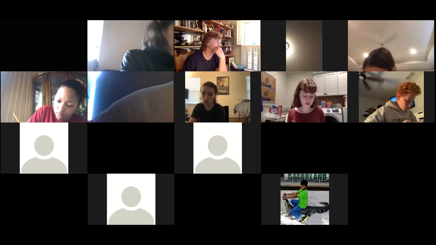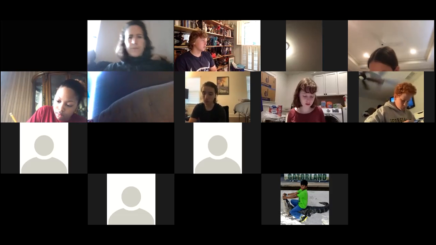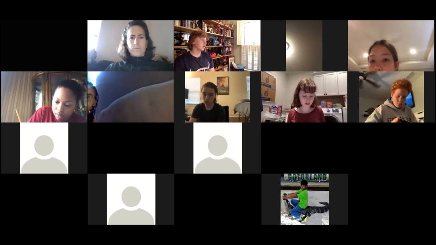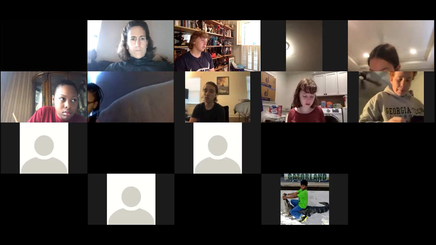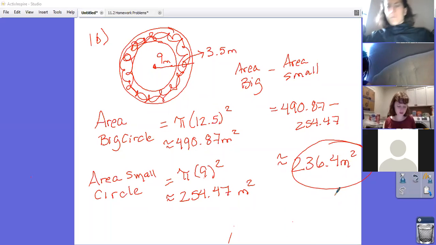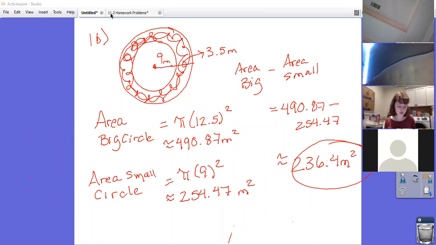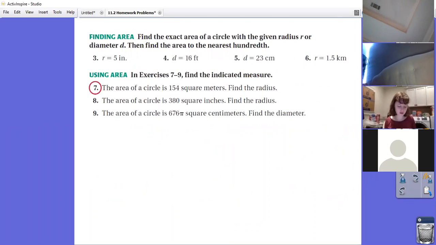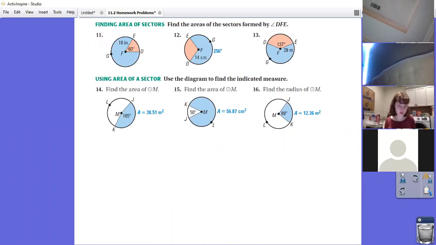Okay, so let's go. I think the first one was 14 and 15. Can you guys see that? Okay. All right, 14. It says use the diagram to find the indicated measure. So for number 14, you're just finding the area of circle M.